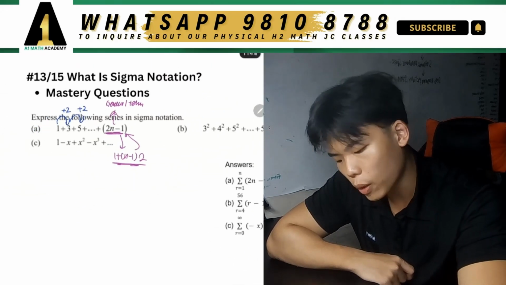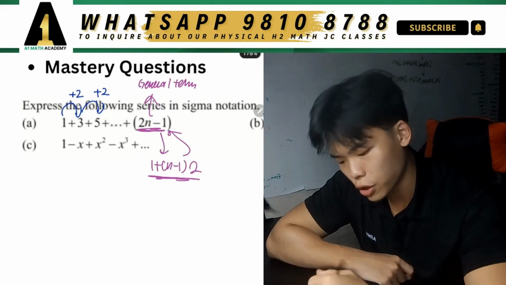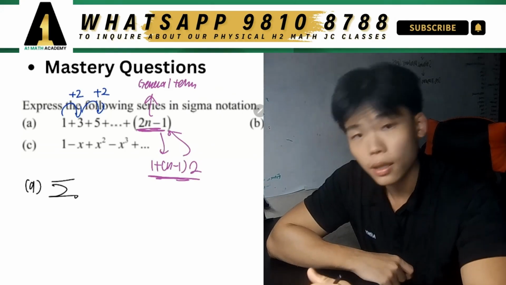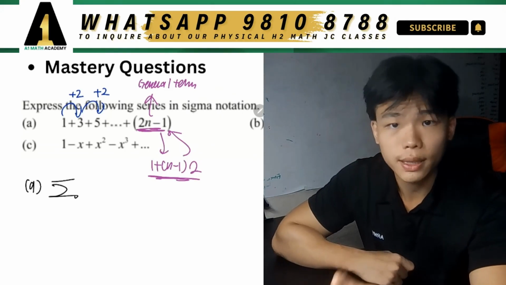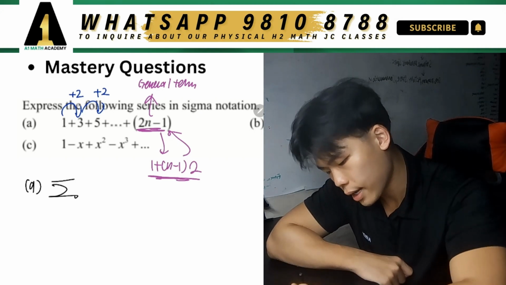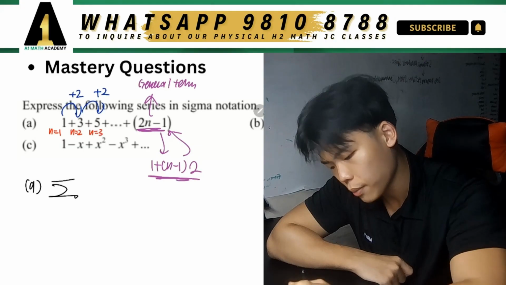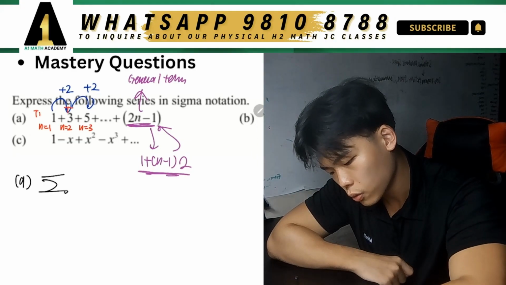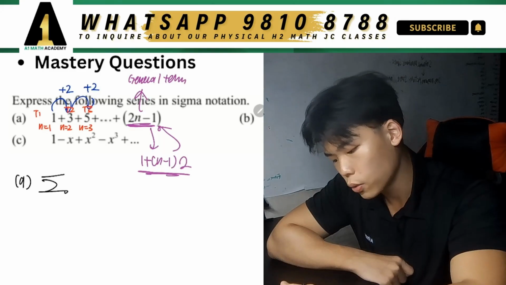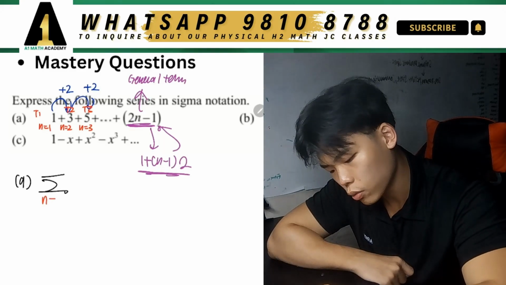So, whenever we want to write it out in sigma notation, the question that we need to ask ourselves is, what value of n do we start at? So over here, we know that n equals to 1, n equals to 2, n equals to 3, right? Because this is t1, t2, t3, and so on and so forth. So my value n over here will have a value of 1.